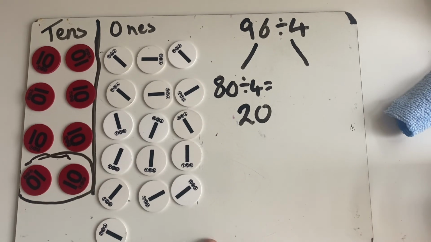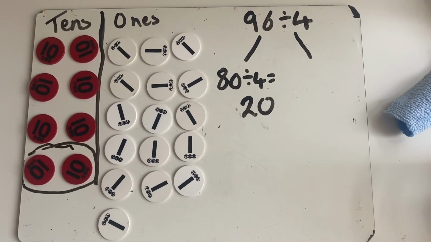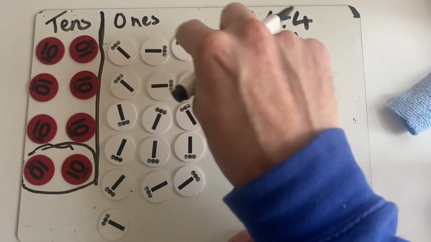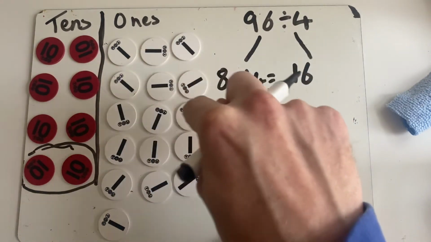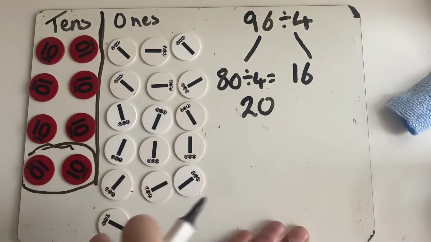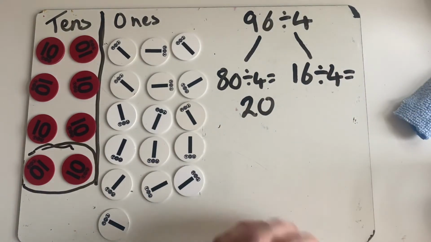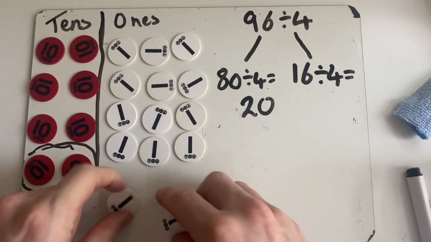Now here we've got 16. So we need to group these into 4 groups. We've got 16 remaining: 1, 2, 3, 4, 5, 6, 7, 8, 9, 10, 11, 12, 13, 14, 15, 16. And we want to divide it by 4. Some of you may know this answer already, which is great. That means you've got really good knowledge and understanding of your times tables. If you do know this answer, that's great. But we're going to show it just using our place value counters.